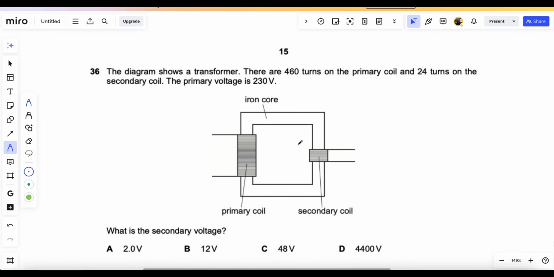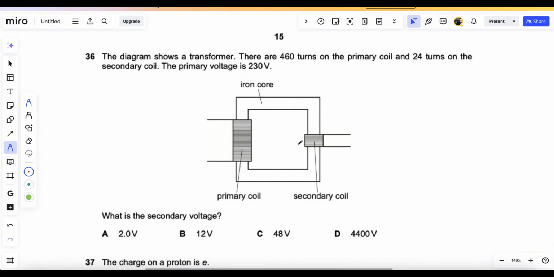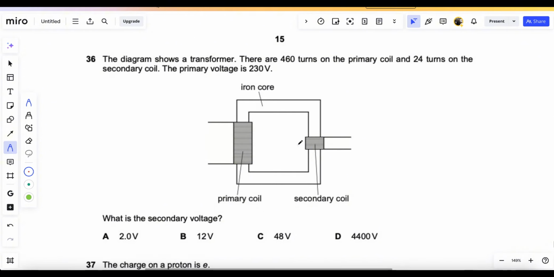36 is a transformer. We have a video on transformer, we have a video on generator, right? So you can go to IGCSE Academy and watch the video on transformer, generator, transmission lines, and so on and so forth. Even electric motor, I guess. If we've not done it for electric motor, that will be coming soon.